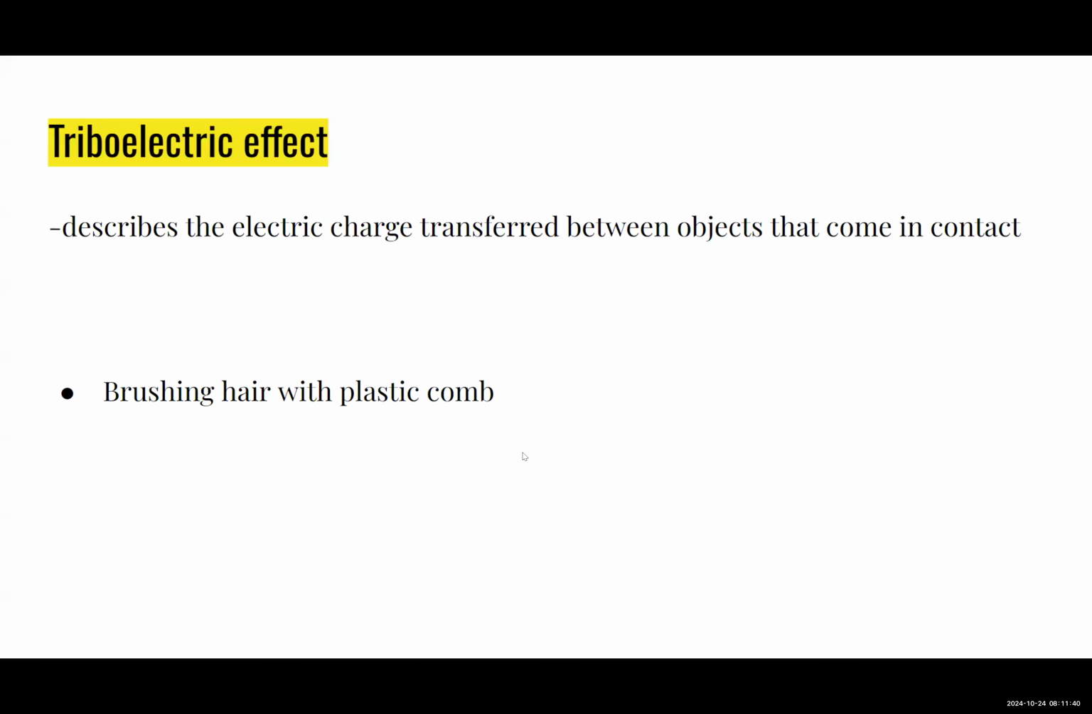So the triboelectric effect describes the electric charge transferred between two objects that come into contact. I know I've experienced this because I have long hair. When I've brushed my hair with a plastic comb, it seems to create some sort of electricity between my hair, and my hair starts to spread out far.